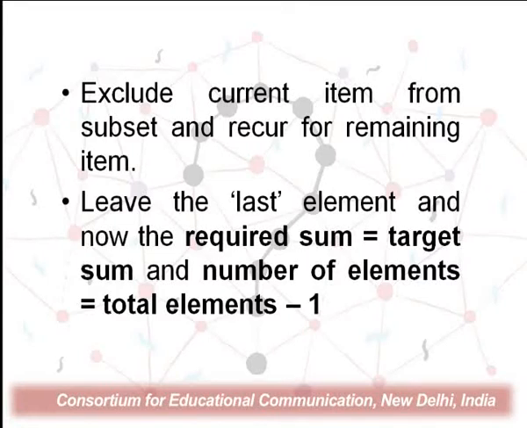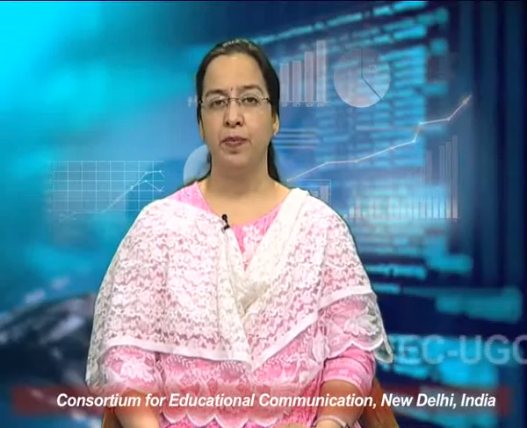So we can say, if we are going to leave that last item, considering the last item under consideration, we will be leaving the last item, and then the required sum is equal to the target sum, because we have not included anything into the target sum. But the number of elements under consideration which are left is going to be n minus 1, so the number of elements is equal to total elements minus 1.